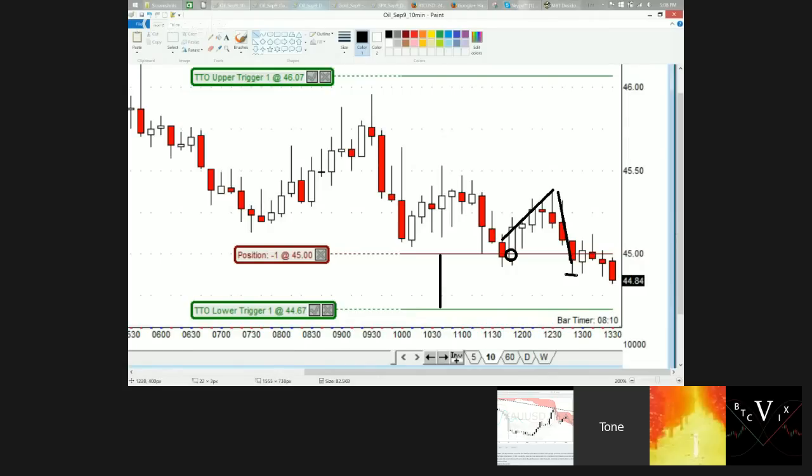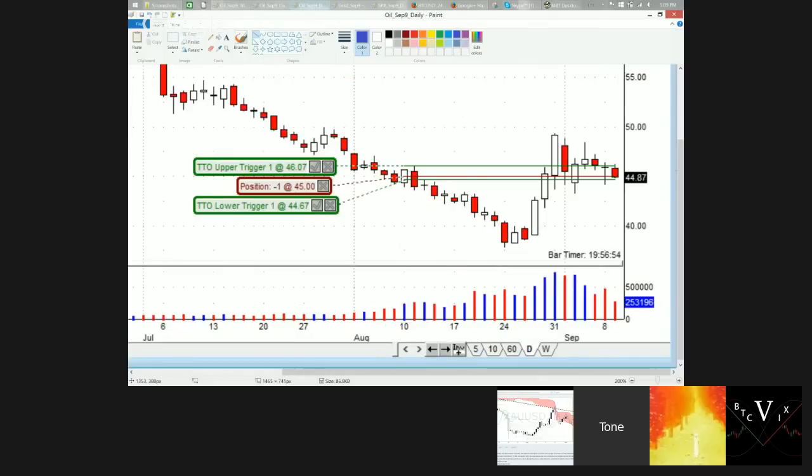I could have easily gone long here, and I would have been out prior to this, or I would have set a break-even stop. So you just have to pick a direction and try to scalp it. At least that's been my strategy. I am not swing trading oil. I would have been happy to get out at 44.67.